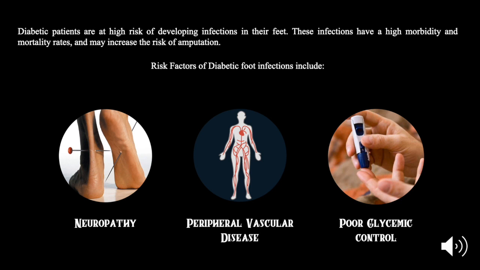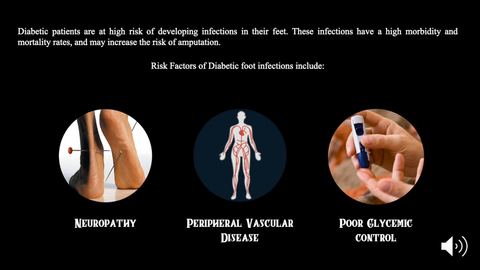The first one is neuropathy. Now, neuropathy is defined as damage or dysfunction of one or more nerves that typically results in numbness, tingling, muscle weakness, and pain in the affected area. Neuropathy has three main types. The first type is sensory neuropathy, which is a diminished perception of pain and temperature.